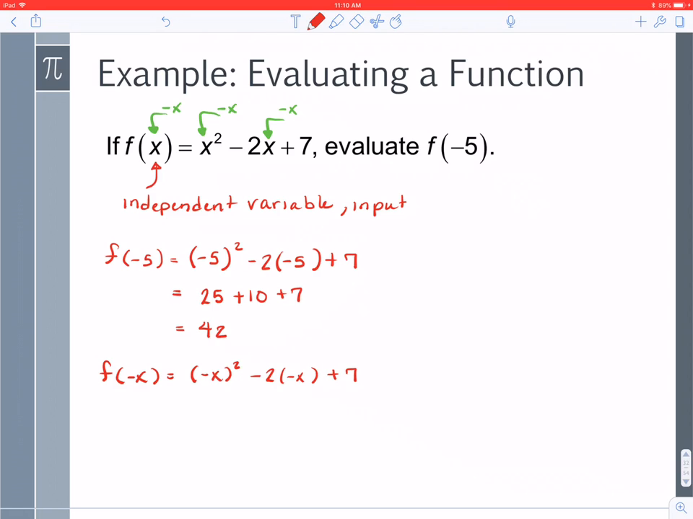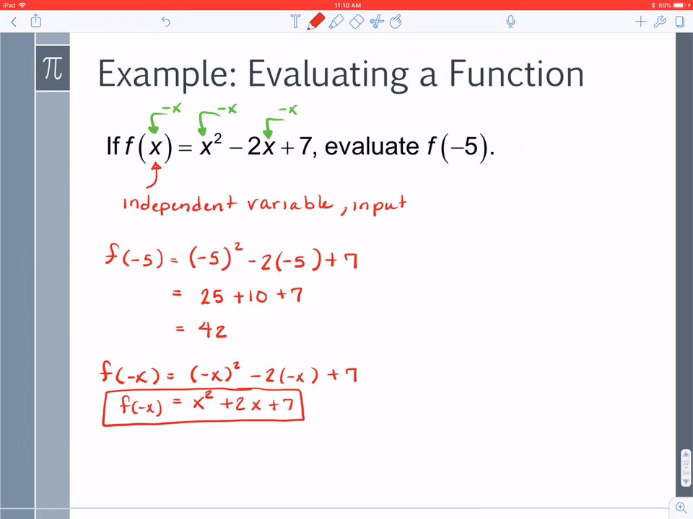All right, now what happens? Well, -x times -x gives me positive x squared. I have a minus 2 times -x, that's going to give me a plus 2x, plus 7. So f of -x is equal to x squared plus 2x plus 7.